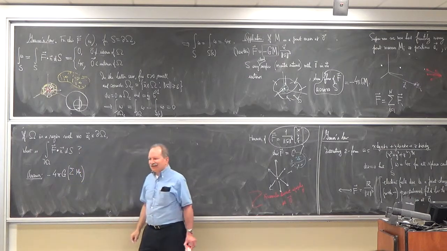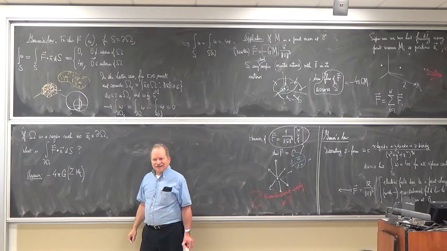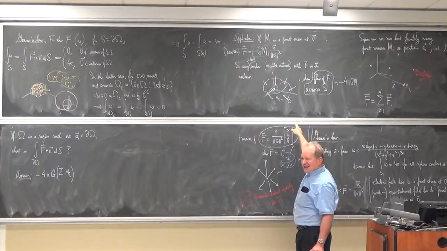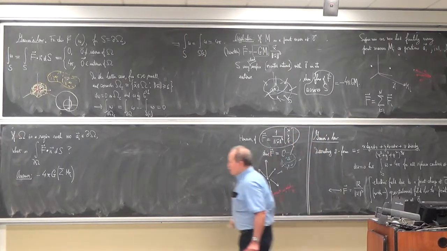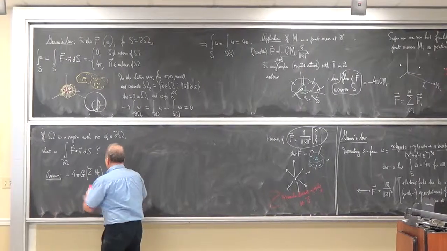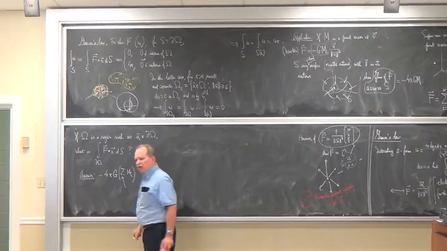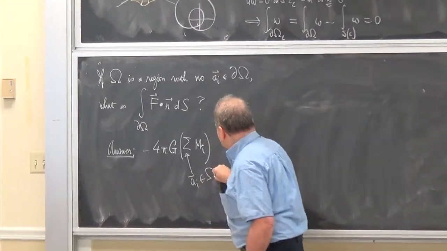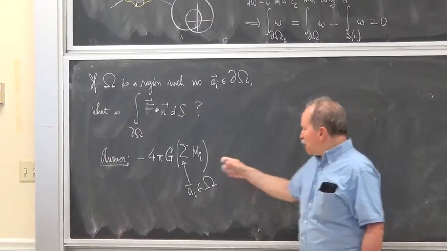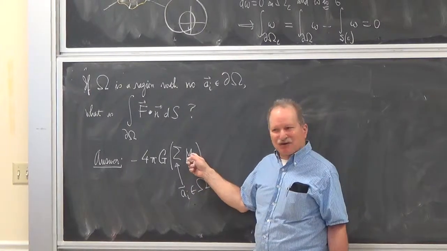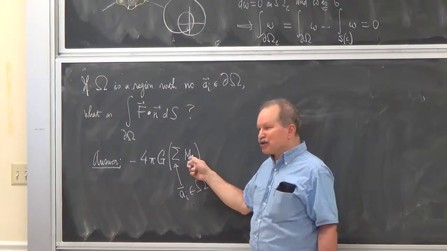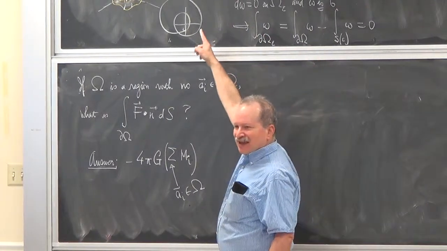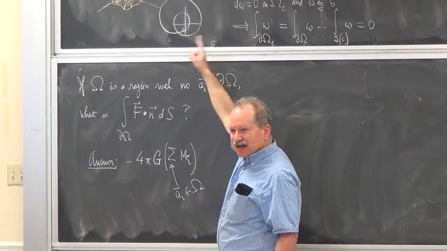The masses not inside of... When does the origin count here? When it is included, when it is inside. So we're going to sum over the points that are inside omega. The masses that are inside the region contribute to the flux. The ones that are outside do not contribute. That's what our zero told us. If your mass is outside your region, it doesn't contribute to the flux.